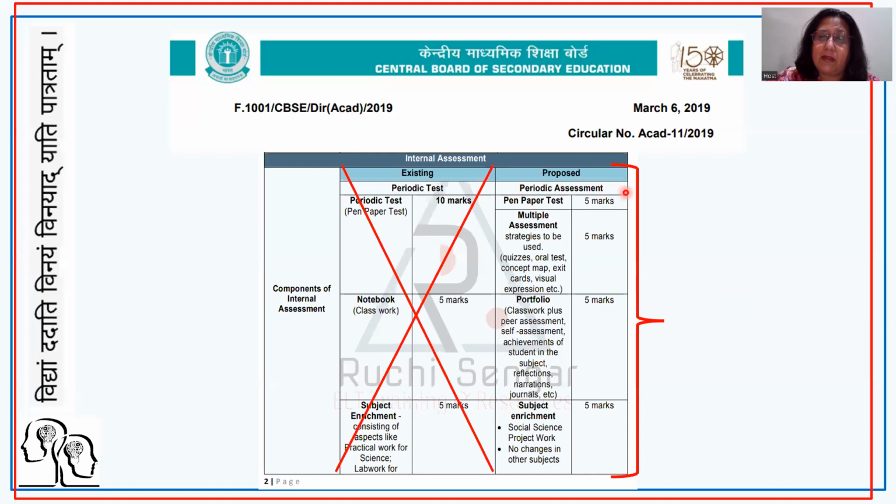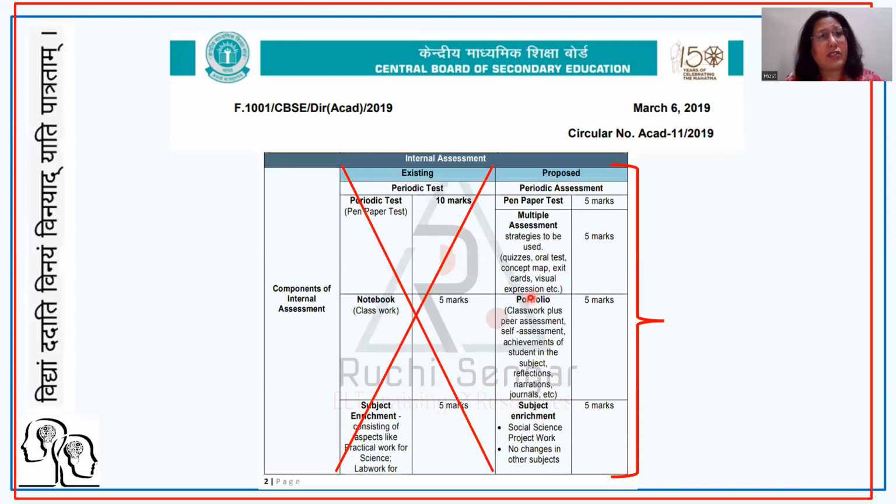Periodic assessment, meaning what? You have the pen and paper test of 5 marks. You have multiple assessment, 5 marks, portfolio, 5 marks, subject enrichment, 5 marks. Okay, now for multiple assessment, look at this. Very clear. Quizzes, oral tests, concept map, exit cards, visual expressions, everything is given.